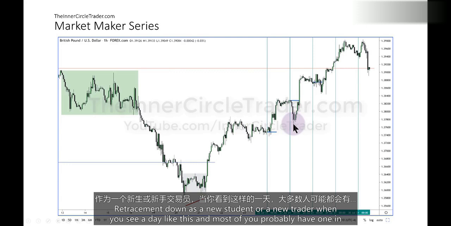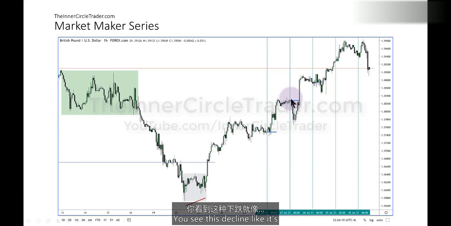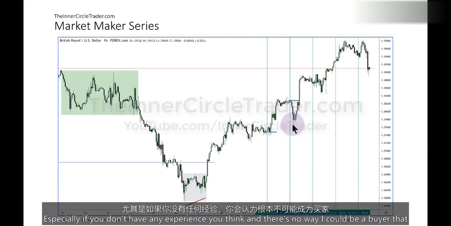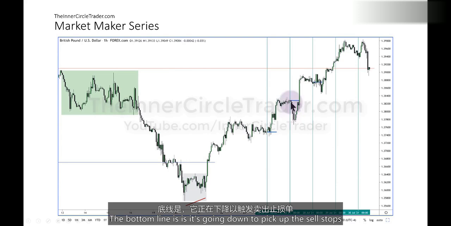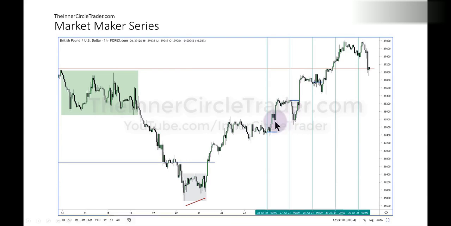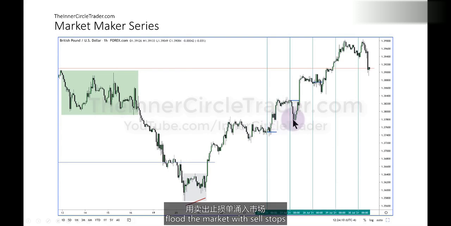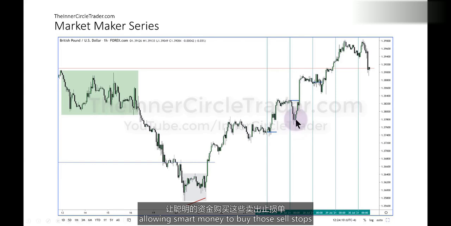As a new student or a new trader, when you see a day like this, and most of you probably have 1 and 5 minute charts up on your chart, you see this decline like that, it's heart-stopping, especially if you don't have any experience. You're thinking, man, there's no way I could be a buyer of that. Well, we have relative equal highs. The bottom line is it's going down to pick up the sell stops. Flood the market with sell stops, allowing smart money to buy those sell stops. And then it takes off and goes higher.